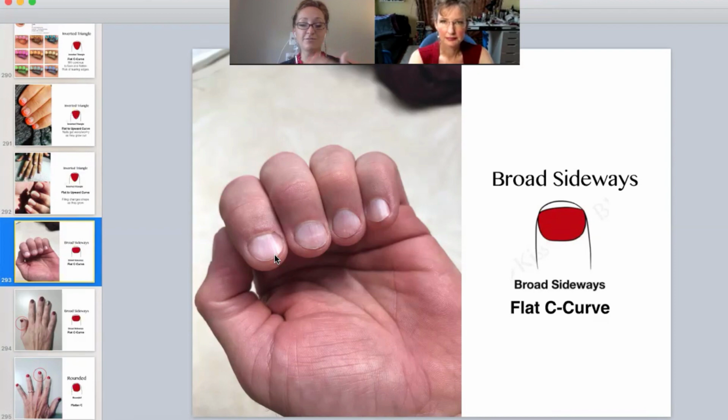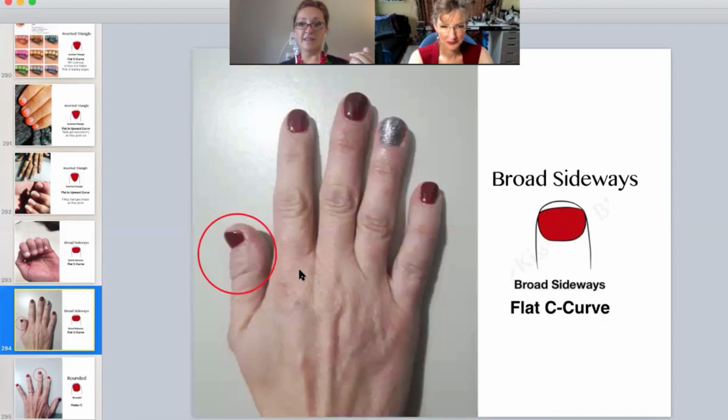Here's another example of a flat C curve on a broad sideways. And you can see her nails are different shapes. But this thumb, I like this because it's pronounced. This is very much shaped by her thumb bone. Right. And that's just her genetic makeup. And so she's rocking that red, and look at that little accent finger. You know, everyone's different.